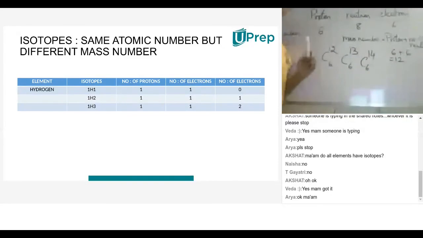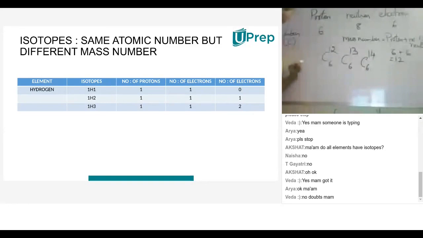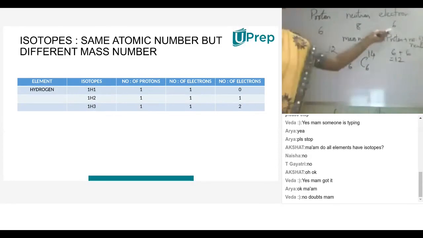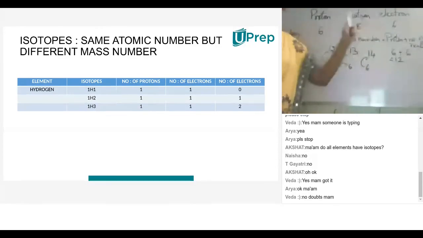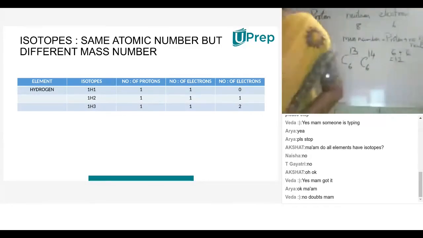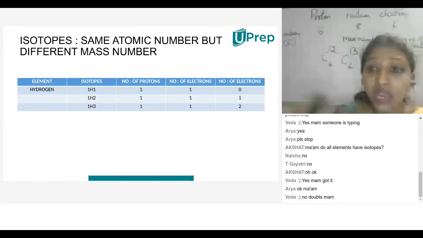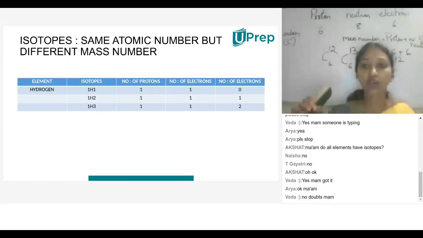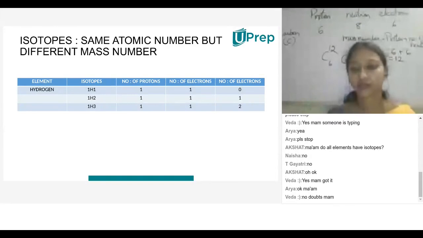Ma'am, here proton, neutron, electron are all the same for carbon: 6, 6 and 6. Then how can there be isotopes of carbon? They are all the same. Here proton and electron are stable. They won't change. Only the number of neutrons will change. Then only isotopes are formed. That's what I'm saying. Scientists have found that only a few elements undergo different forms.